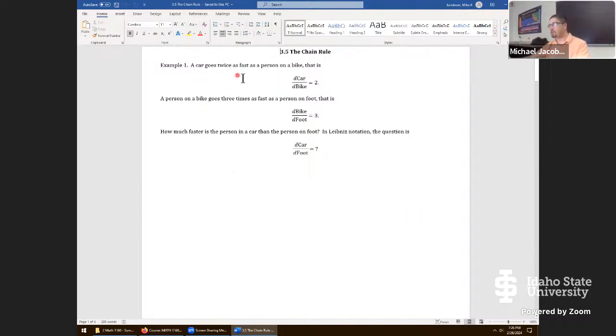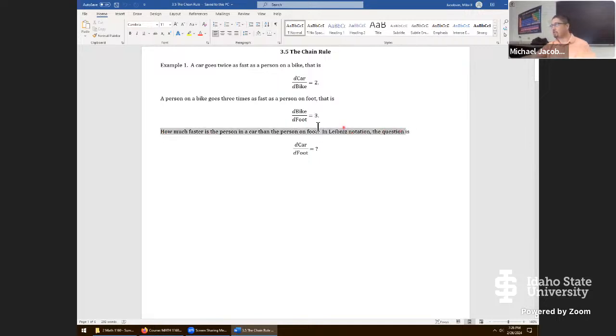It starts by saying a car goes twice as fast as a person on a bike. So slow car, fast biker. But that whole statement, it's a rate of speed as soon as you say twice as fast. So we can say the rate of change of the car with respect to the bike is 2, 2 being it's going twice as fast. So that's the story so far. And here's the new drama. A person on a bike goes 3 times as fast as a person on foot. So rate of change of person on bike with respect to person on foot is 3.